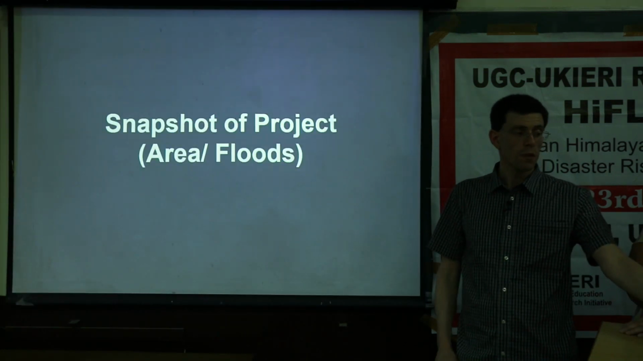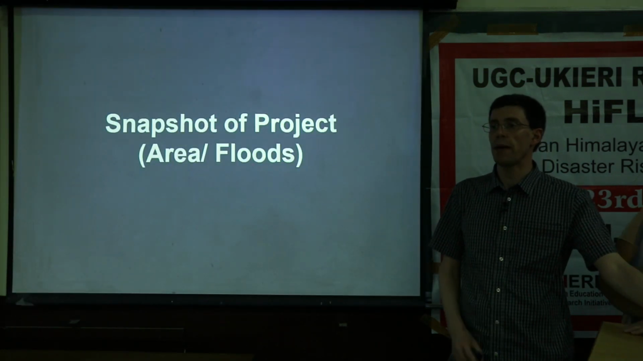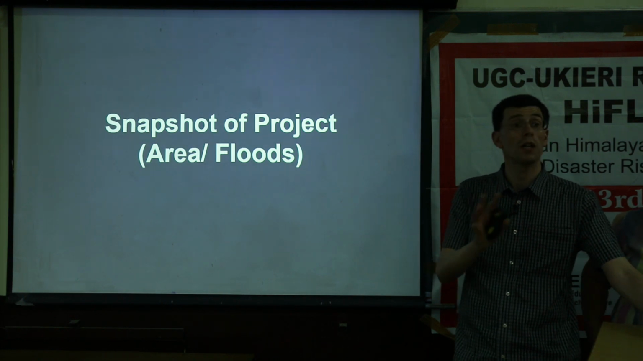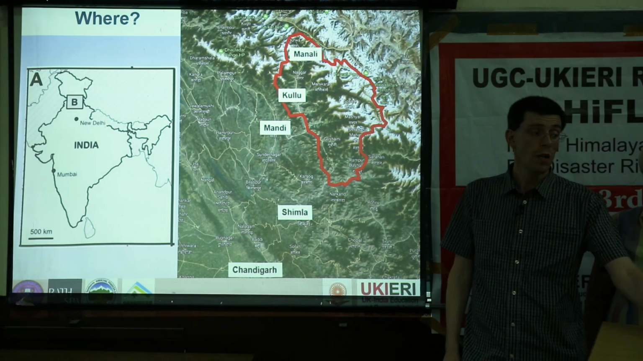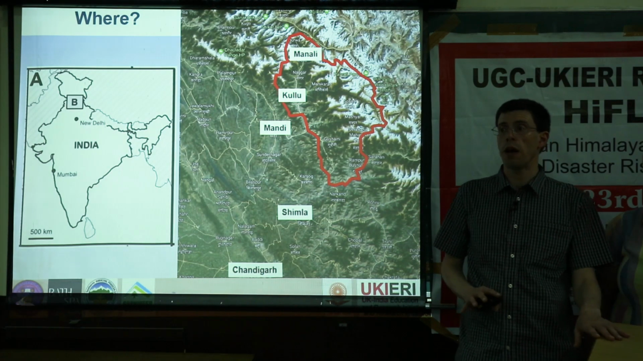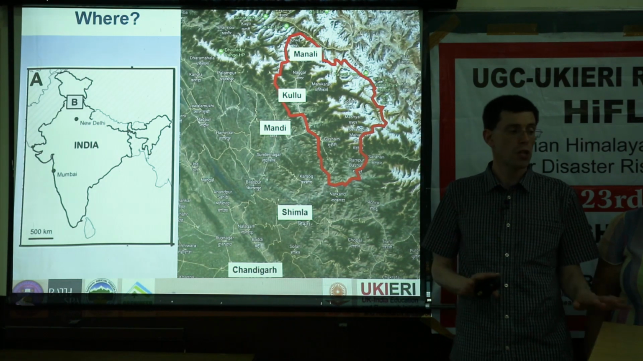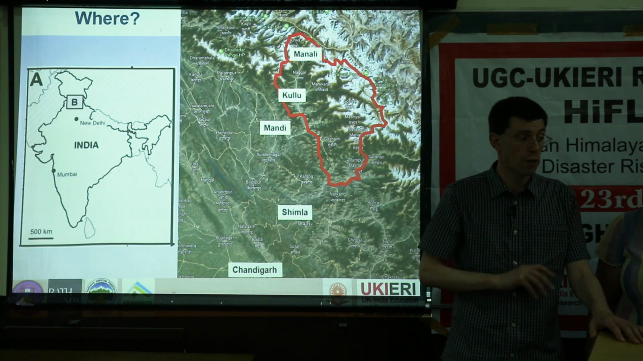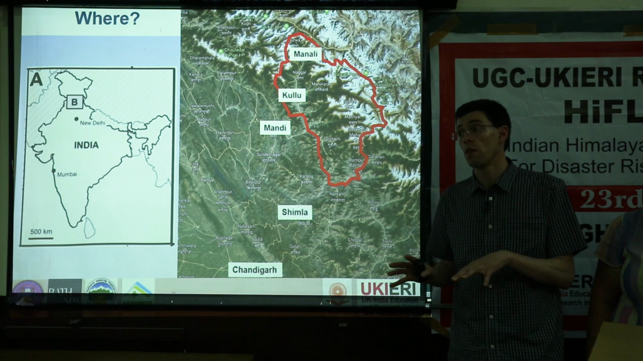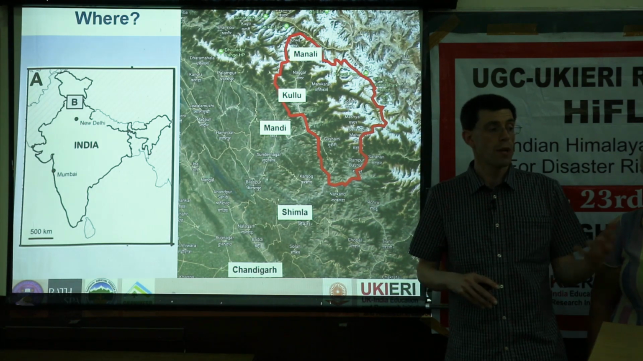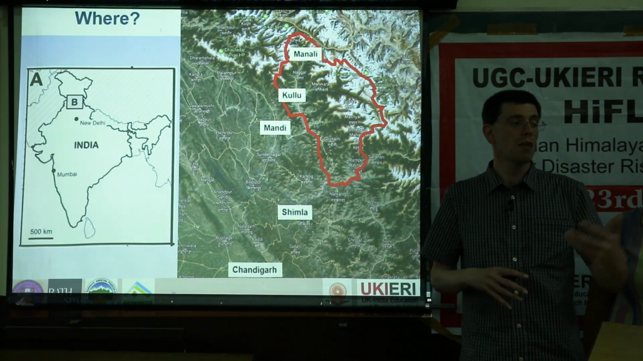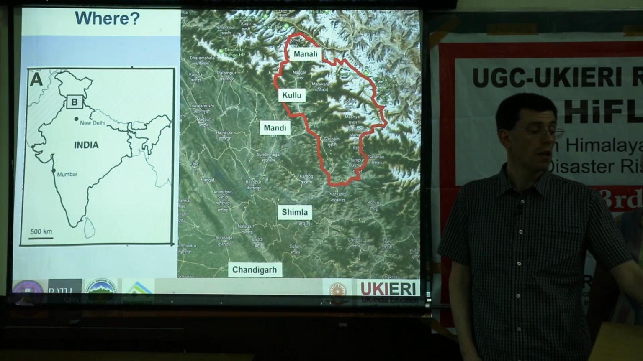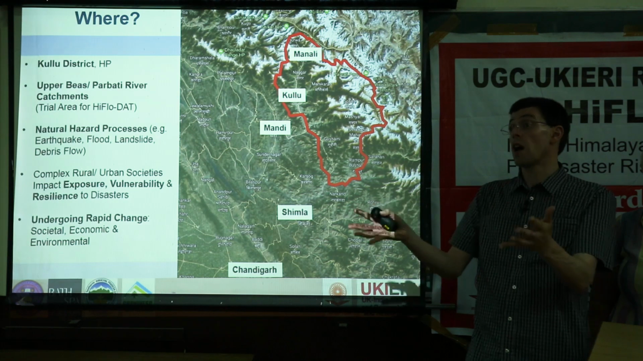Okay, so firstly, let's tell you a little bit about the location and the principal issue, which is flooding. So on the map, we're talking about northern India and Himachal Pradesh, and in particular, inside the red polygon, the Kullu district. And you can see highlighted on this satellite image the principal settlements. So it's within that red polygon between Manali and Kullu that we're particularly interested. Why is that the case?